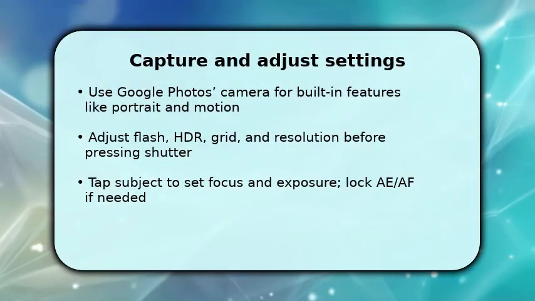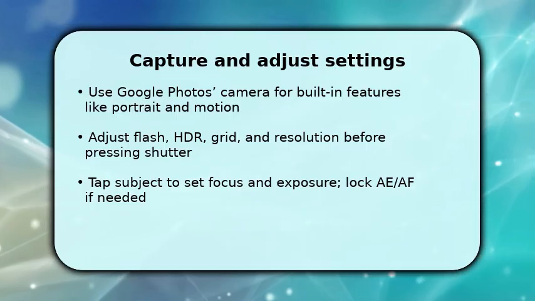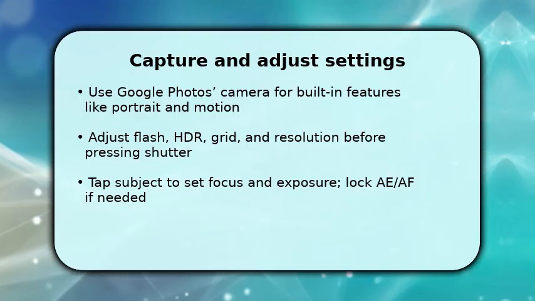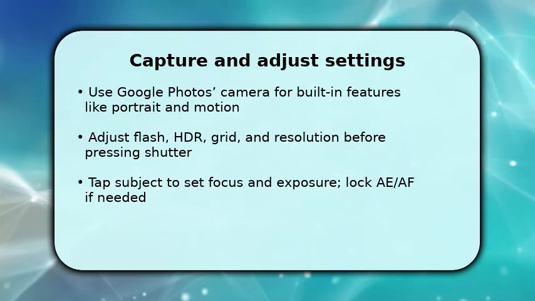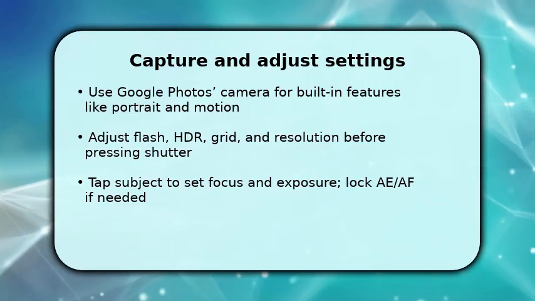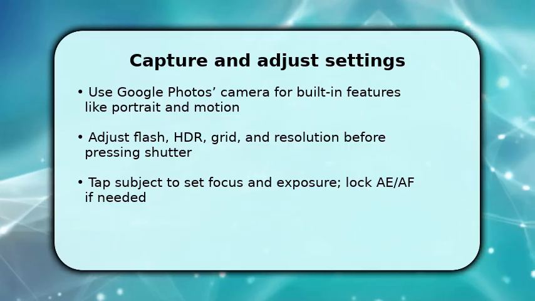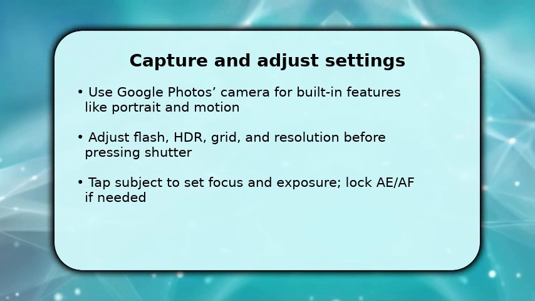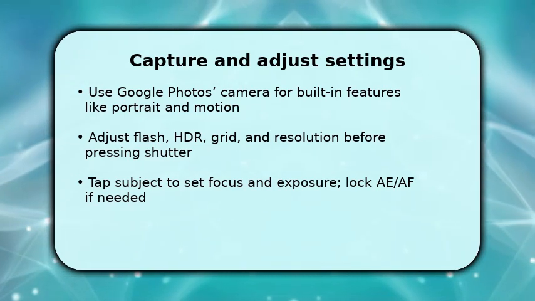Now focus on how to capture reliably. Use Google Photos camera to access portrait mode, motion photos, and automatic enhancements. These features help produce better images without heavy editing. Before pressing the shutter, check flash, HDR, grid lines, and resolution so framing and dynamic range match your intention. Tap the subject to lock focus and exposure, and slide exposure if the scene is too bright or dark. Once you've set these, take a few test frames to confirm results and adjust quickly.